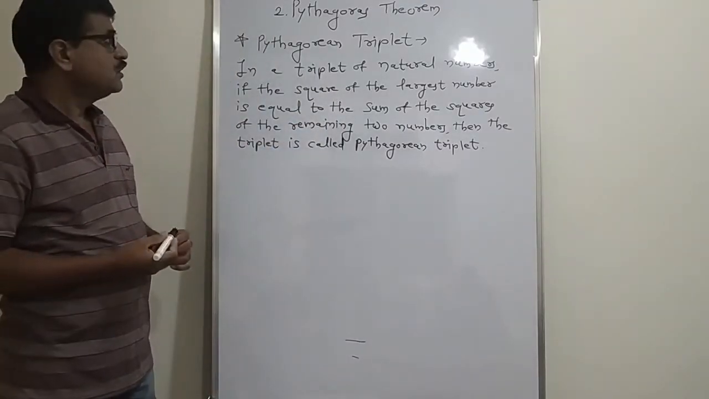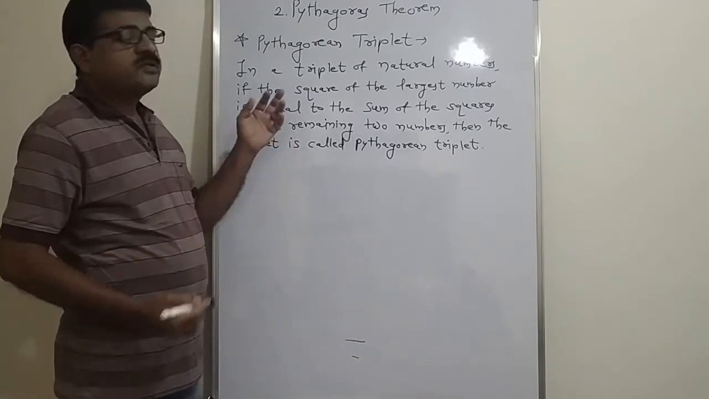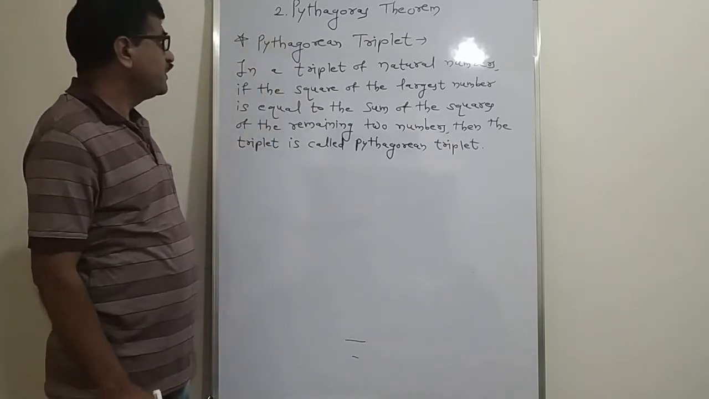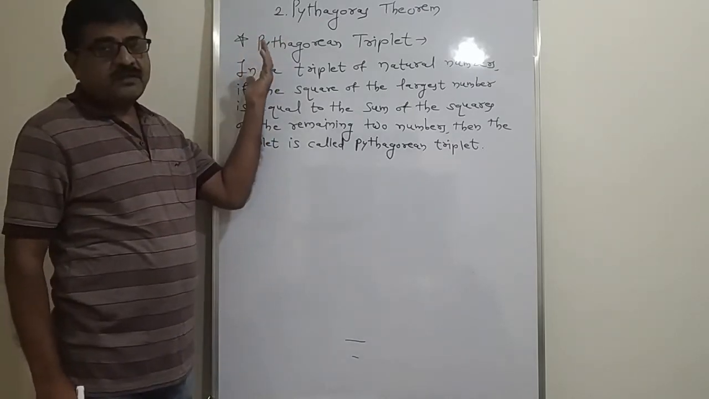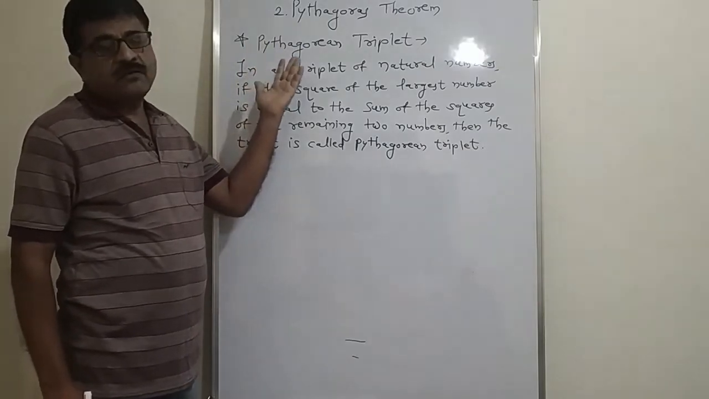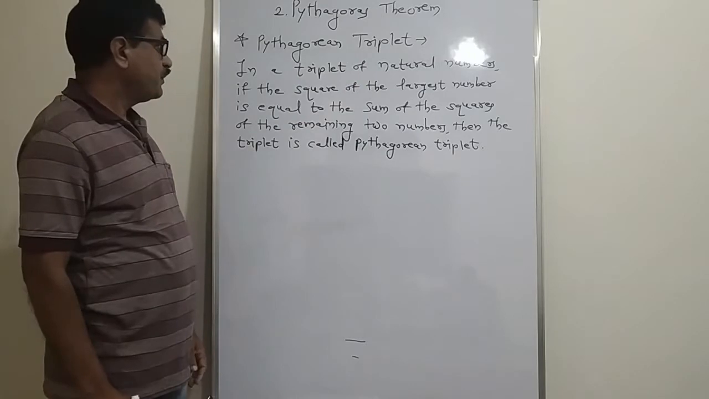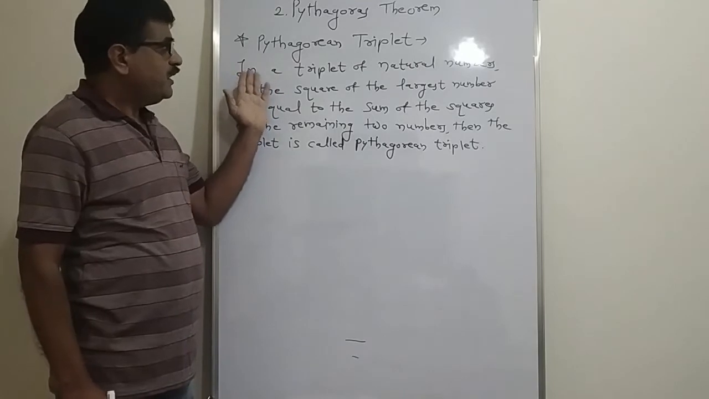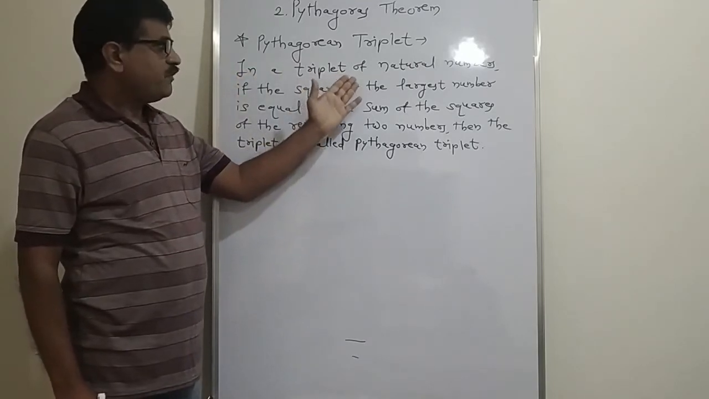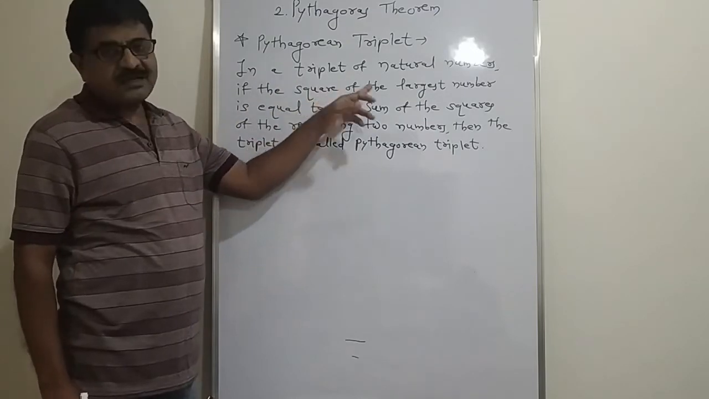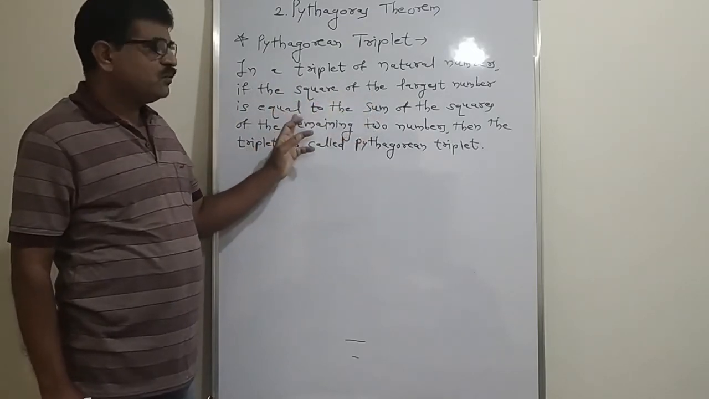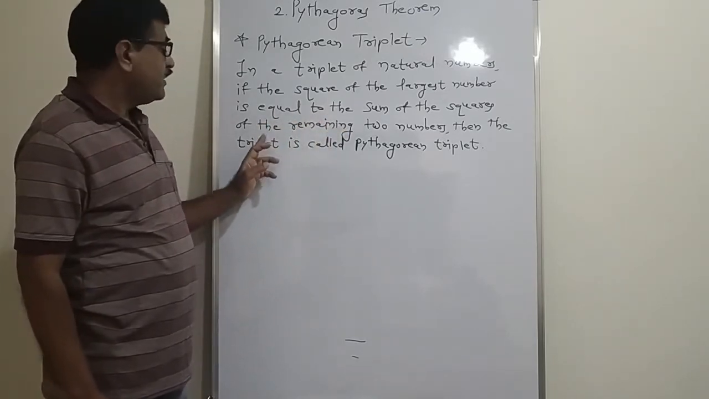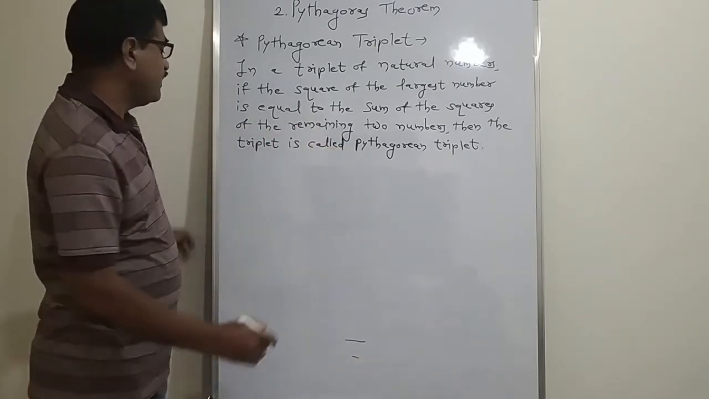Hello students, today we are going to learn the second chapter of Math 2, that is Pythagoras theorem. In this chapter, first we have to see what is a Pythagorean triplet. The definition of a Pythagorean triplet: in a triplet of natural numbers, if the square of the largest number is equal to the sum of the squares of the remaining two numbers, then the triplet is called a Pythagorean triplet.